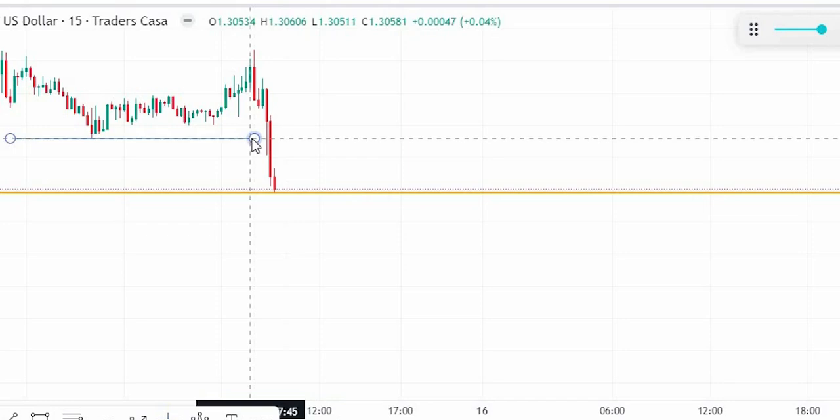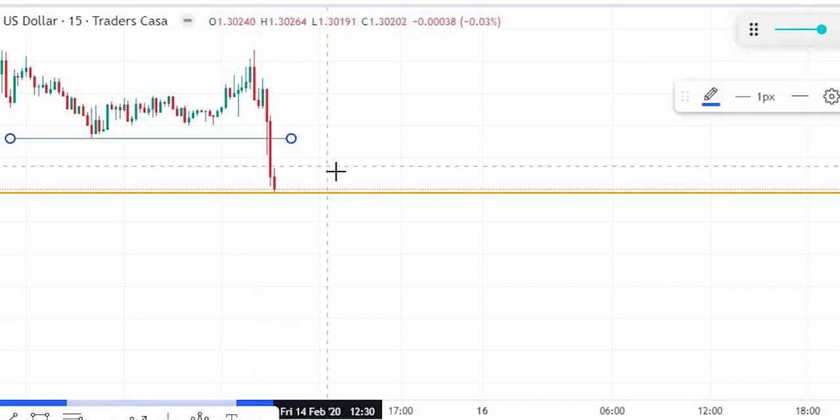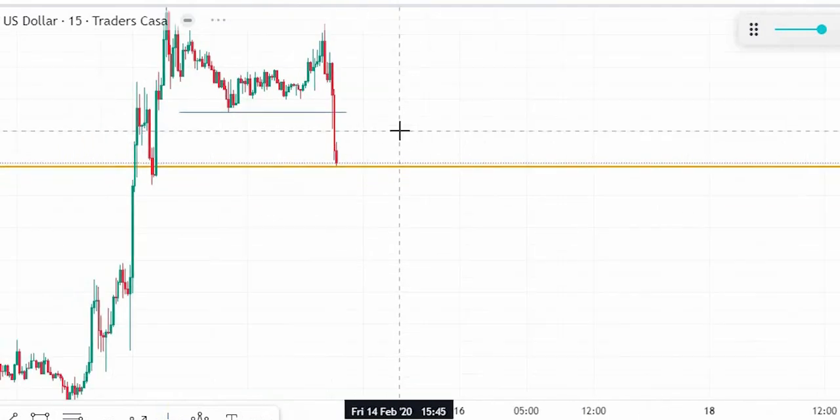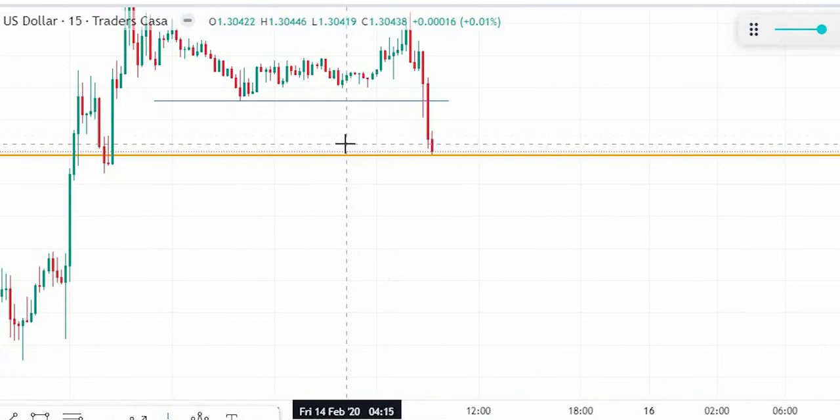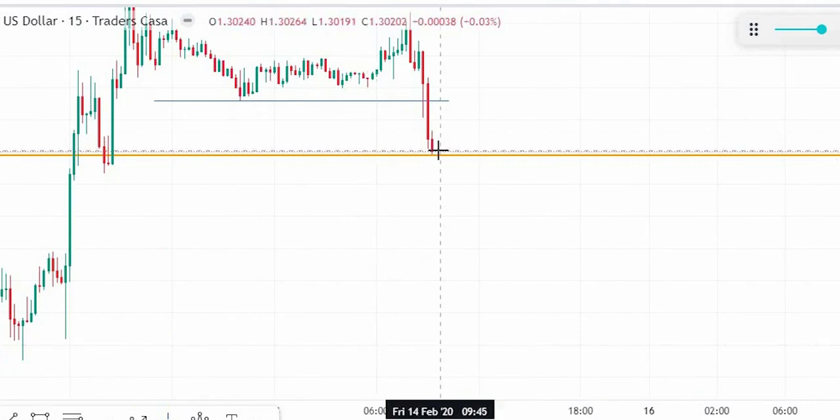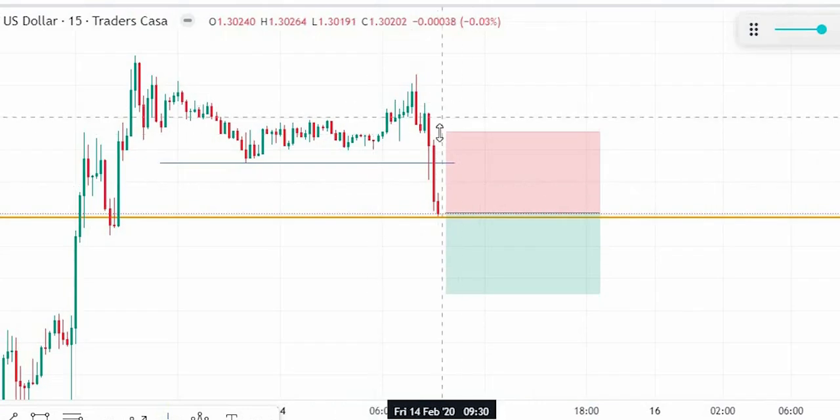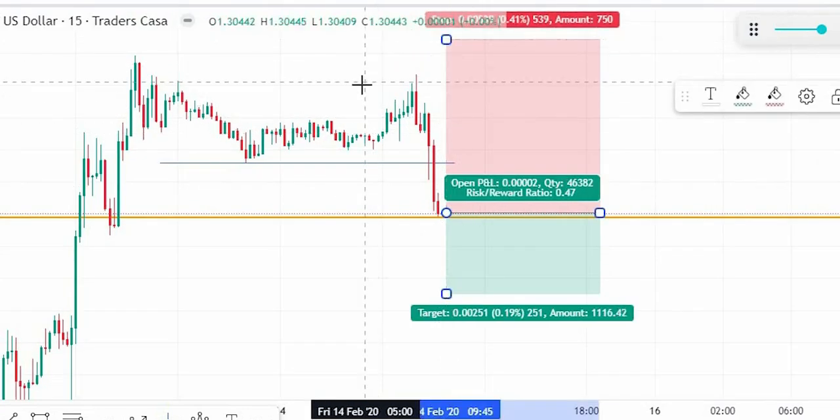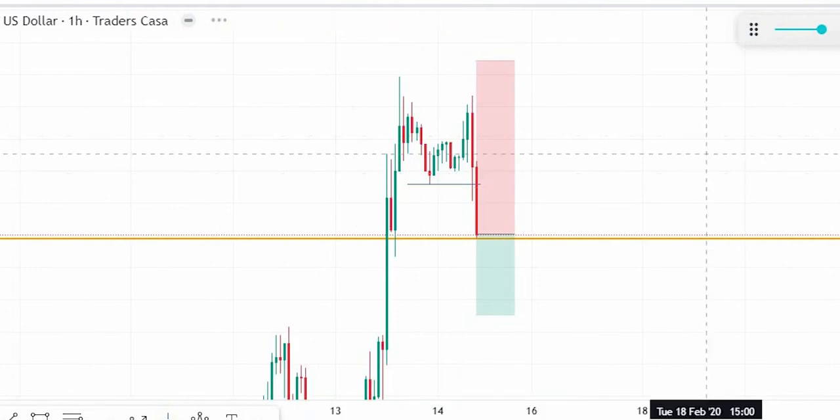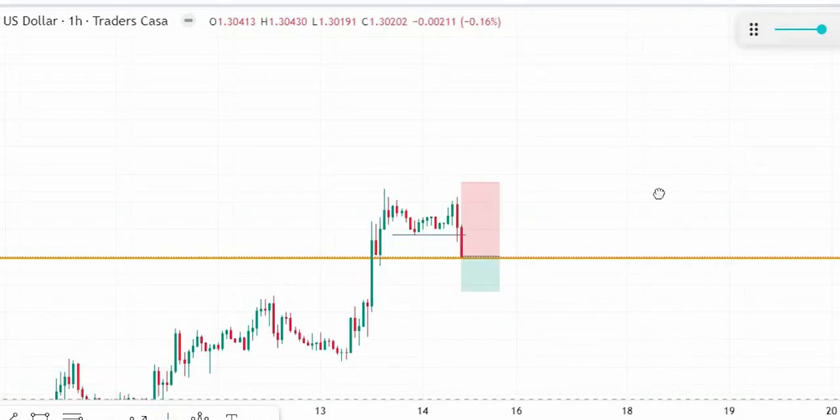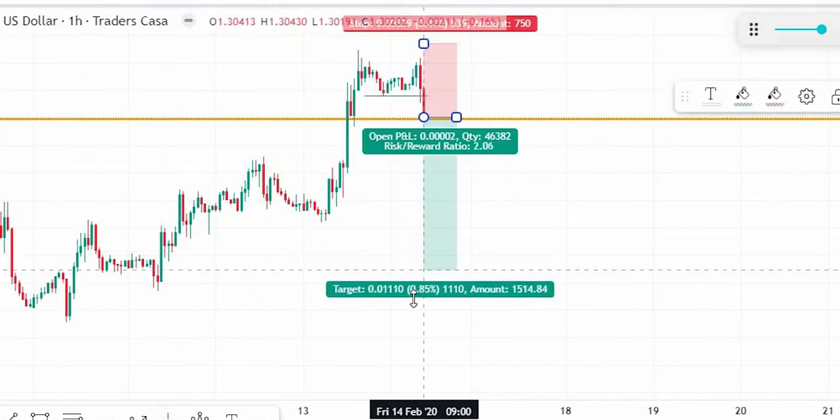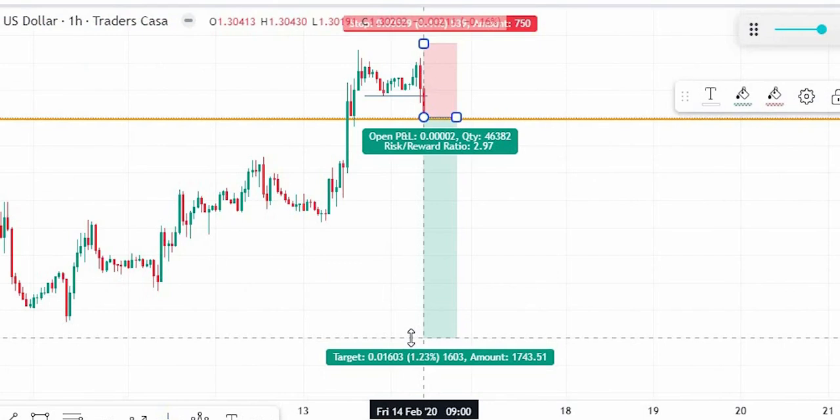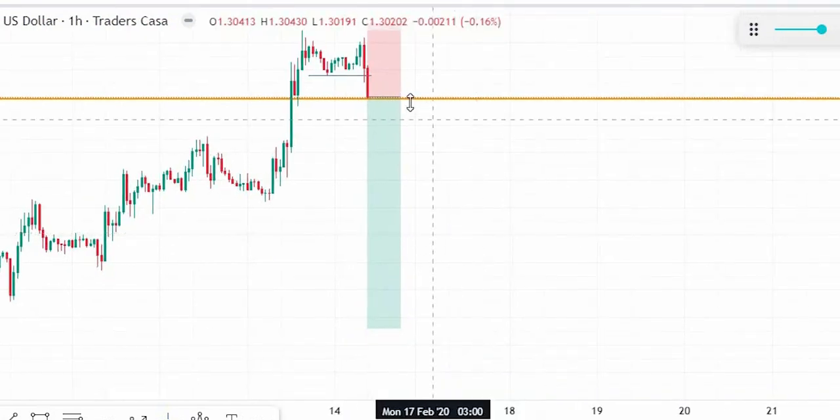Now that's it. The market breaks and closes below this, which gives us a confirmation that the market is going to continue downward. Now we can enter our trade and put our stop loss above the previous high. Then we go up to the 1 hour time frame and look for a potential zone that the market might hit for a 3:1, which is right there.